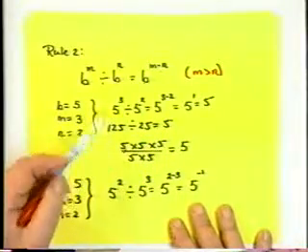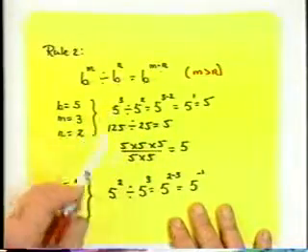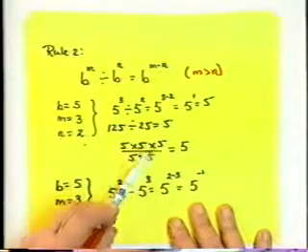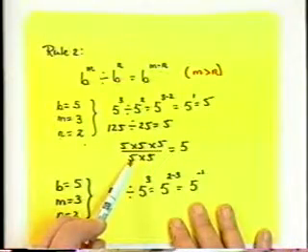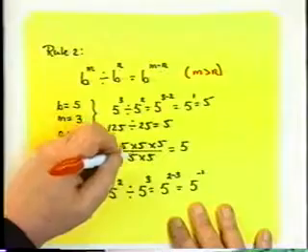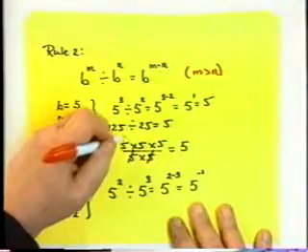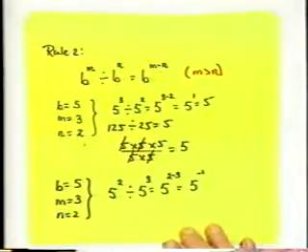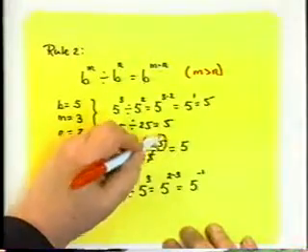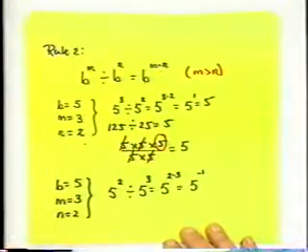And if you want to see this in terms of how we get this rule, 5 to the 3rd power is 5 times 5 times 5. 5 to the 2nd power is 5 times 5. The 2 factors of 5 downstairs cancel with 2 of the 3 factors of 5 upstairs, leaving you with 1 factor of 5, or 5.